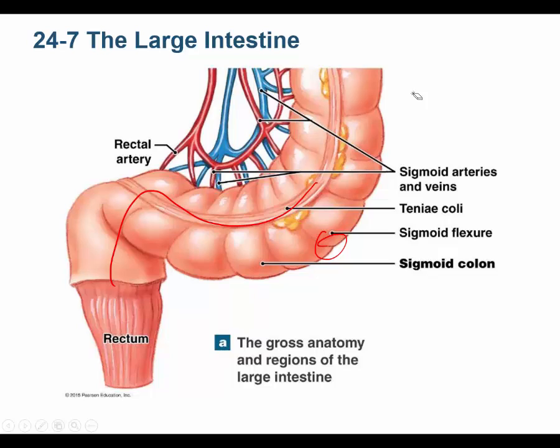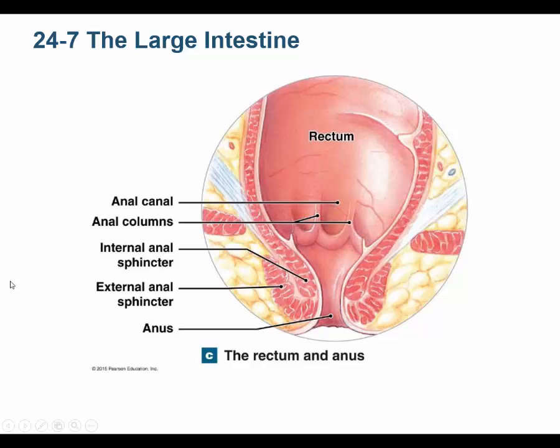So let me draw a better S. That's an S. I don't see that here. Maybe a loose S, maybe. I don't know. People always say the sigmoid colon's S-shaped. I don't see it. Regardless, here's the sigmoid flexure, sigmoid colon. You can see the tinea coli. All right, that's the large intestine.